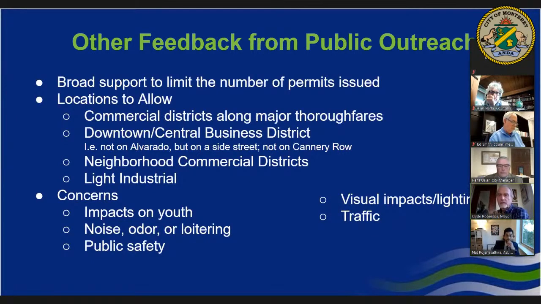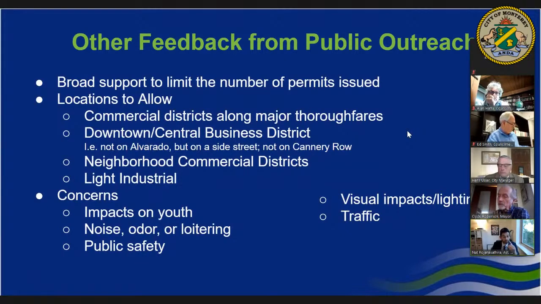Okay, good, Nat. Nat, I think to me the statistic that's most glaring is with the postcards you had, rounding it off, 57% in support of a dispensary.